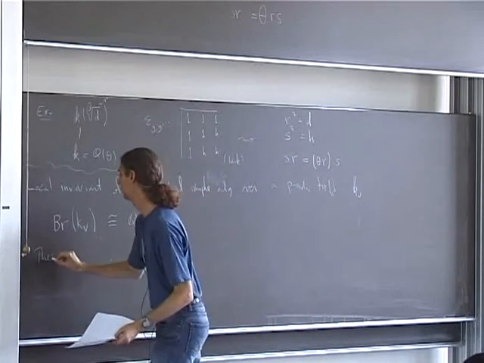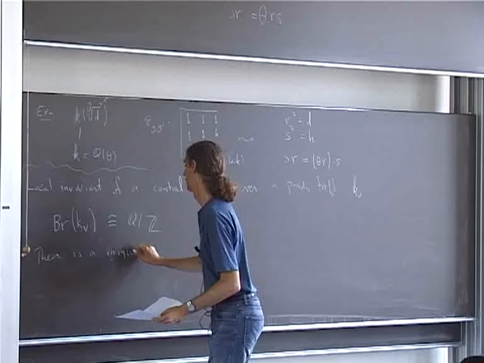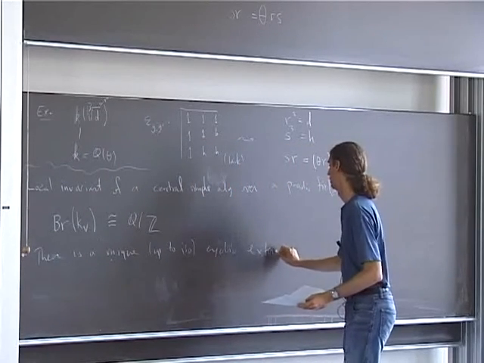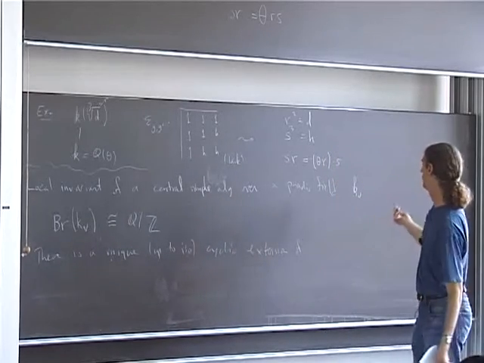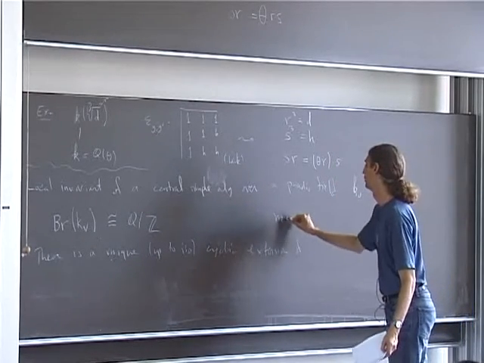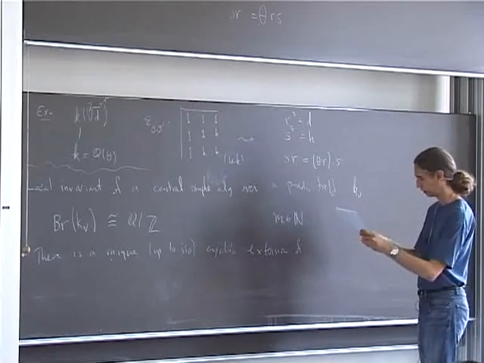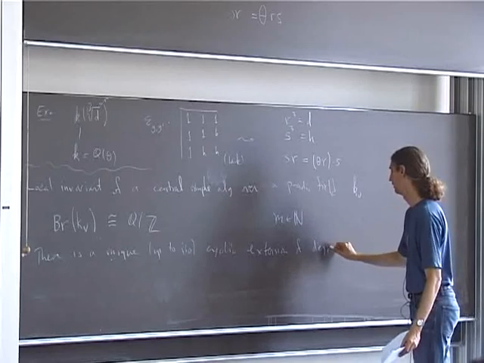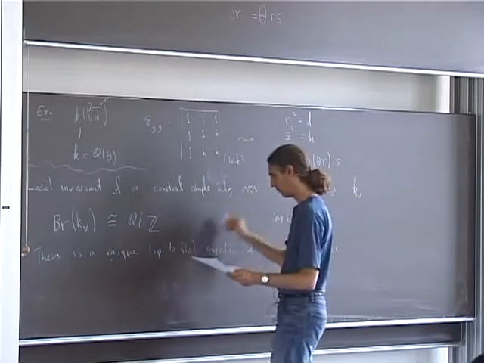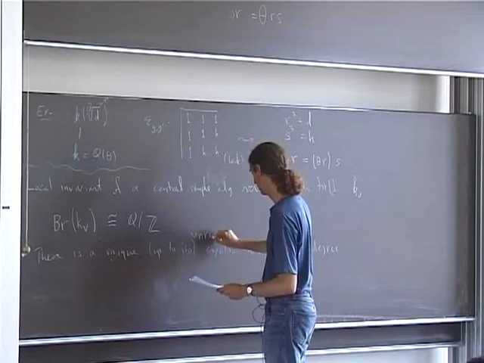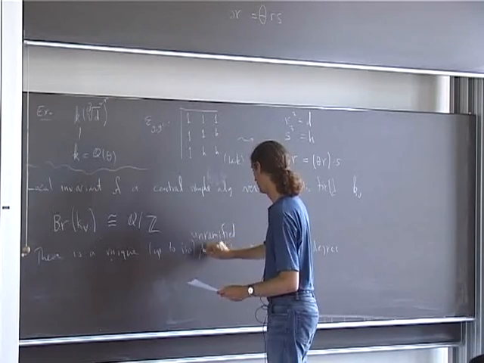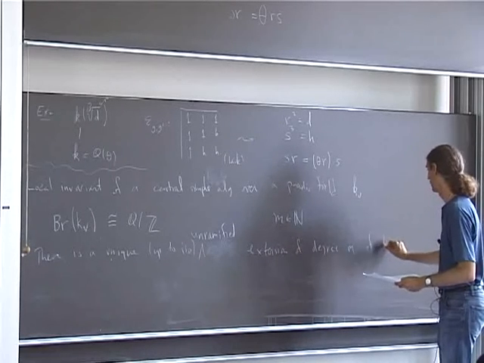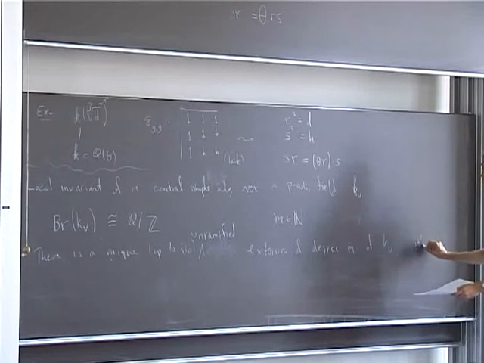So there is a unique unramified extension, which ends up being cyclic of degree m. I hope I'm not going to cause more trouble with notation. It's cyclic.